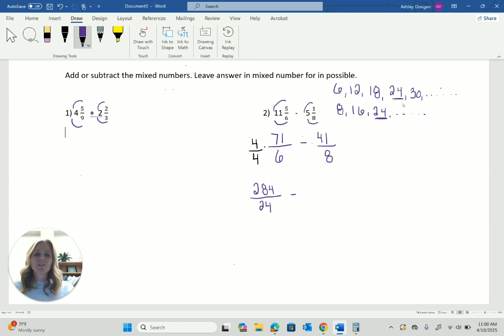Then I look at my second fraction, the 41/8. I need the denominator to be 24. So I need to multiply that 8 by something that will give me 24. I know that 8 times 3 is 24. If I multiply the bottom by 3, I need to multiply the top by 3 as well. So I would say 41 times 3, and that would give me 123 over 24.